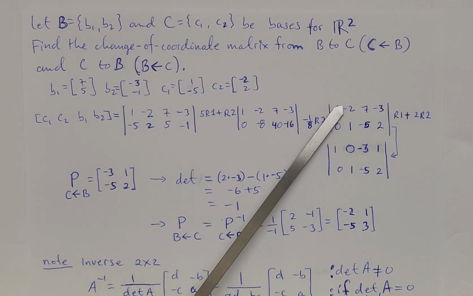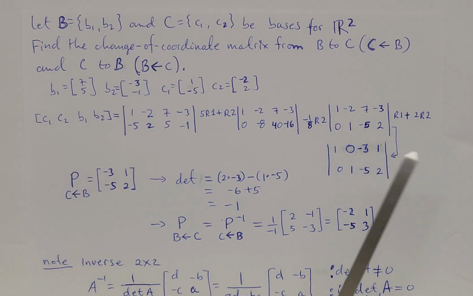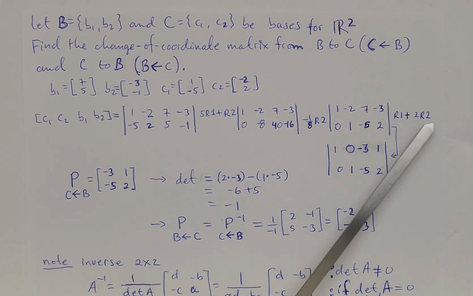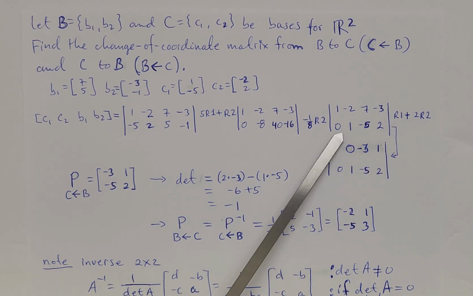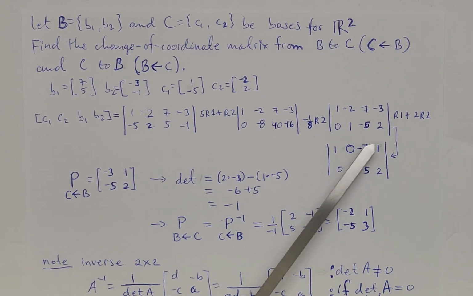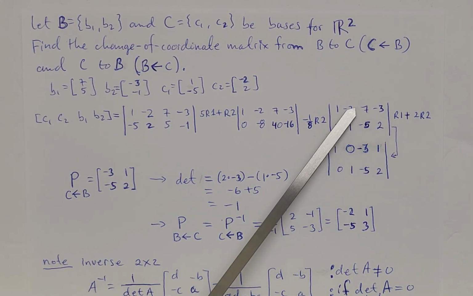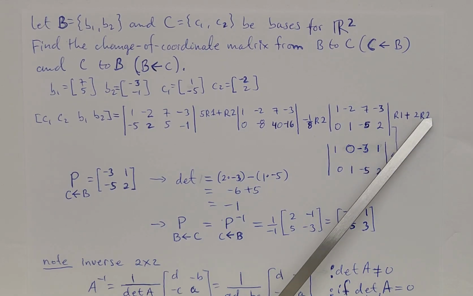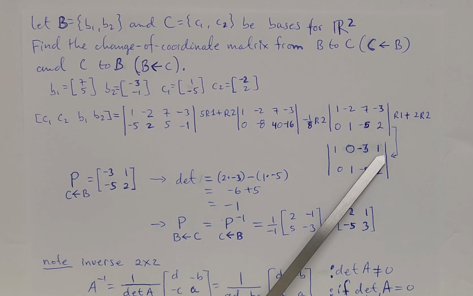Next, we need the -2 to become a 0. So the opposite should be +2: 2 times row 2, and then plus row 1. 2 times 1 is 2, plus -2 gives me 0. 2 times -5 is -10 plus 7 gives me -3. 2 times 2 gives me 4, plus -3 gives me +1.